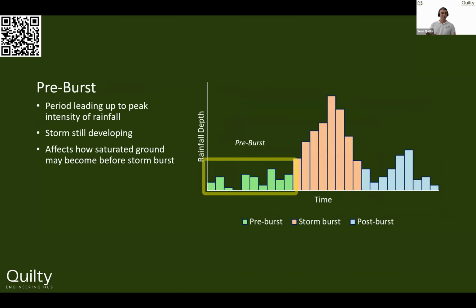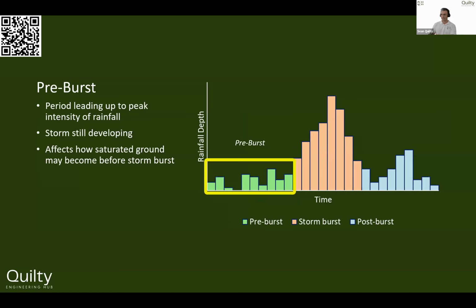So if we take a complete storm, we then break it up into three parts: a pre-burst portion of that storm, a storm burst, and then a post-burst. The pre-burst is the period leading up to the peak intensity of the rainfall. It's typically a smaller intensity. There's not as much rain falling from the sky during a pre-burst. The storm's still developing.